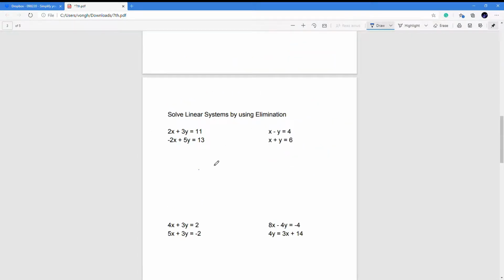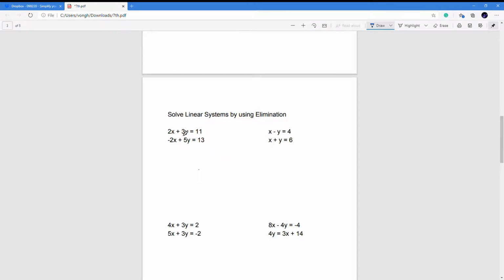So here's the elimination part. We're going to be solving linear systems by using elimination. Elimination is basically canceling out one of the variables, and then you're left with one variable, and then you just solve it out. It's different from substitution, but the end is kind of similar.